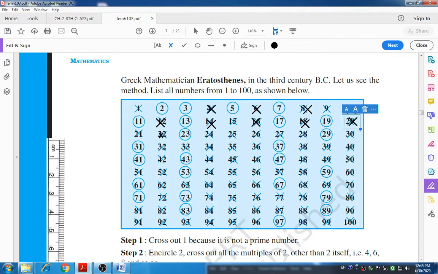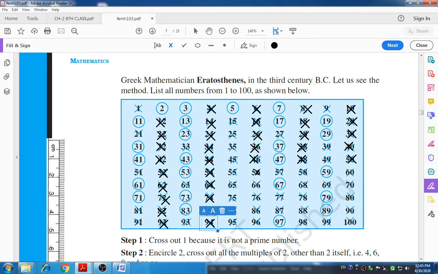So after 20 it will be 22, 24, 26, 28, 30, 32, 34, 36, 38, 40, 42, 44, 46, 48, 50. That means all even numbers can be cancelled. Look at here, I am cancelling only even numbers because multiples of 2 are always even numbers. Okay, here I cancel the even numbers.